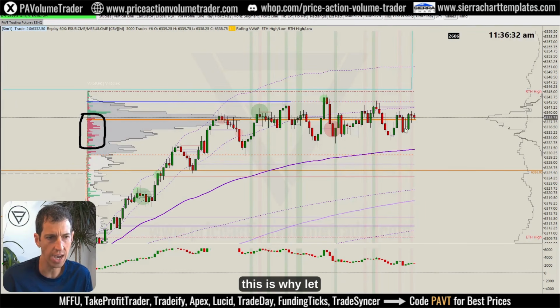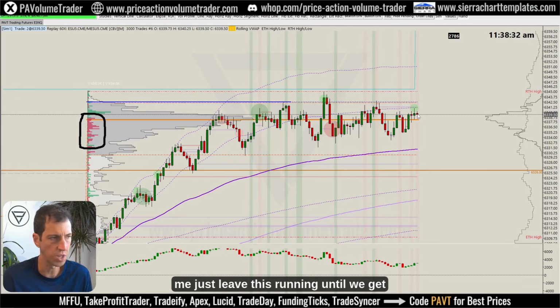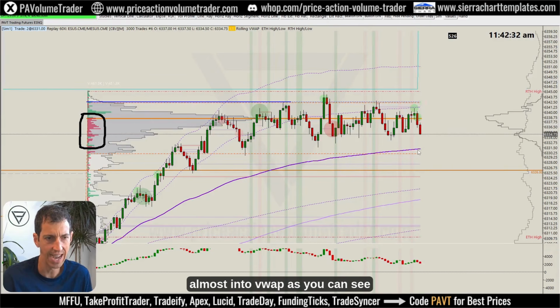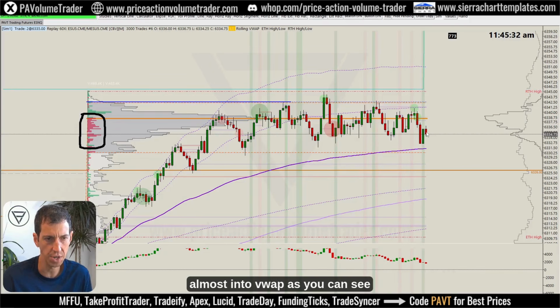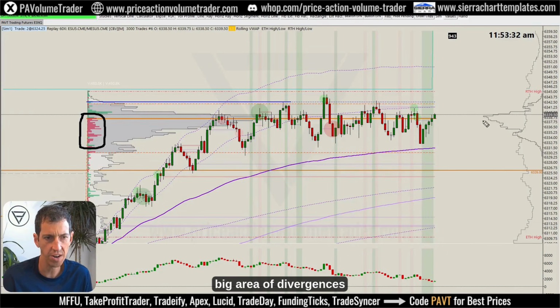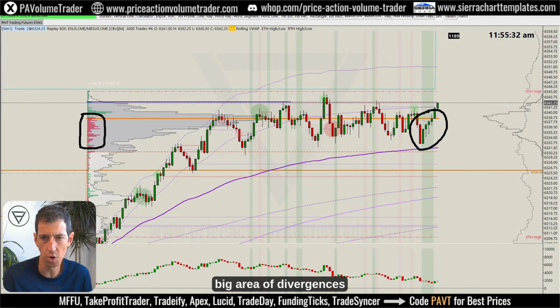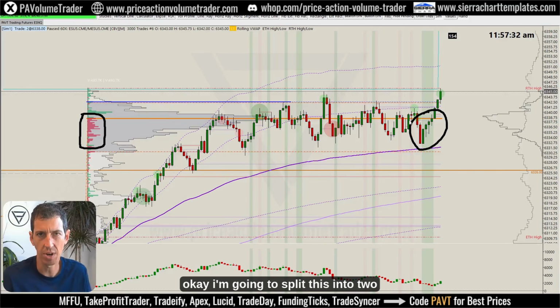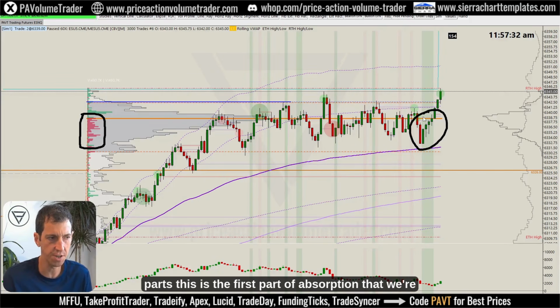And this is why, let me just leave this running until we get our final push back down almost into VWAP, as you can see. So here, a big area of divergences, as you can see there. Let me pause this now. Okay, I'm going to split this into two parts. This is the first part of absorption that we're going to be looking at.